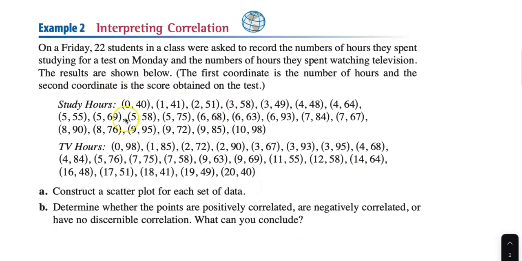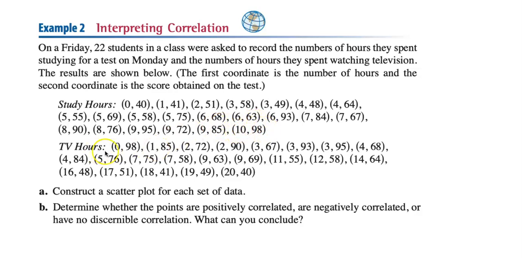So we want to create a scatter plot for this data. What's going on here is the number of hours they study for a test compared to the score on the test. That's what this first one is, right? They say right here the first coordinate is the number of hours studying, so 0 hours, and the score on the test 40. This person here studied for 10 hours and scored 98.